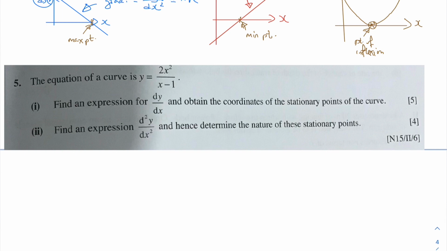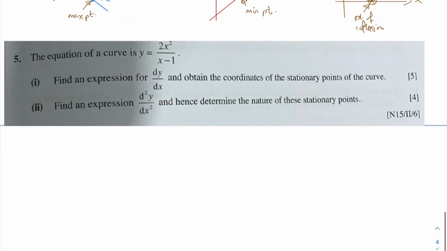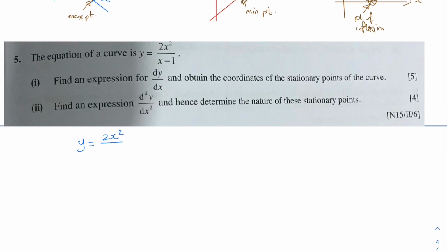Now we look at this example. The equation of the curve is y equals 2x squared over x minus 1. Find the expression for dy/dx and obtain the coordinates of the stationary points of the curve. Okay, do the first one. dy/dx, quotient rule. Let's try.